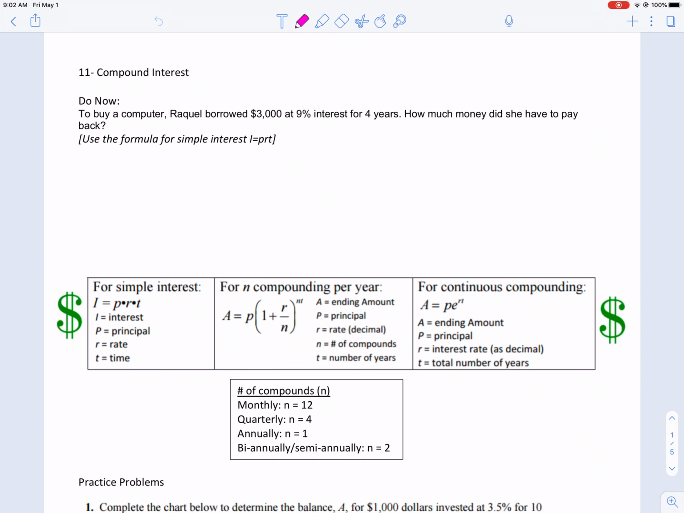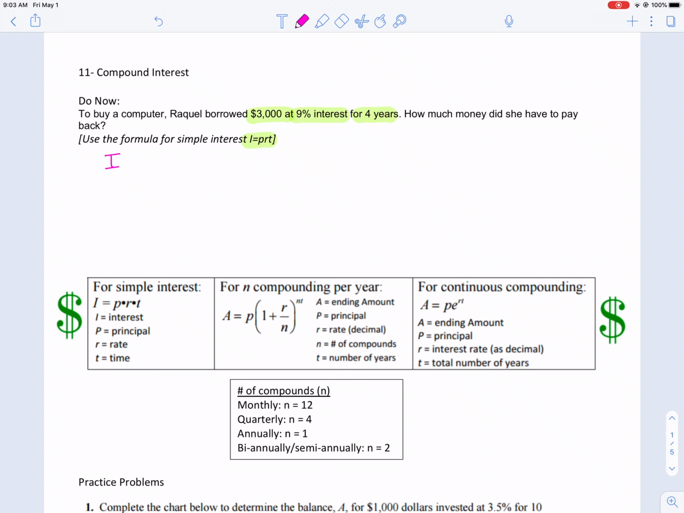So the do now is just talking about buying a computer and borrowing $3,000 at 9% interest for 4 years. How much money did she have to pay back? Okay, so they tell you to use the simple interest formula. So this is your simple interest formula. I think you guys learned this back in 7th grade.